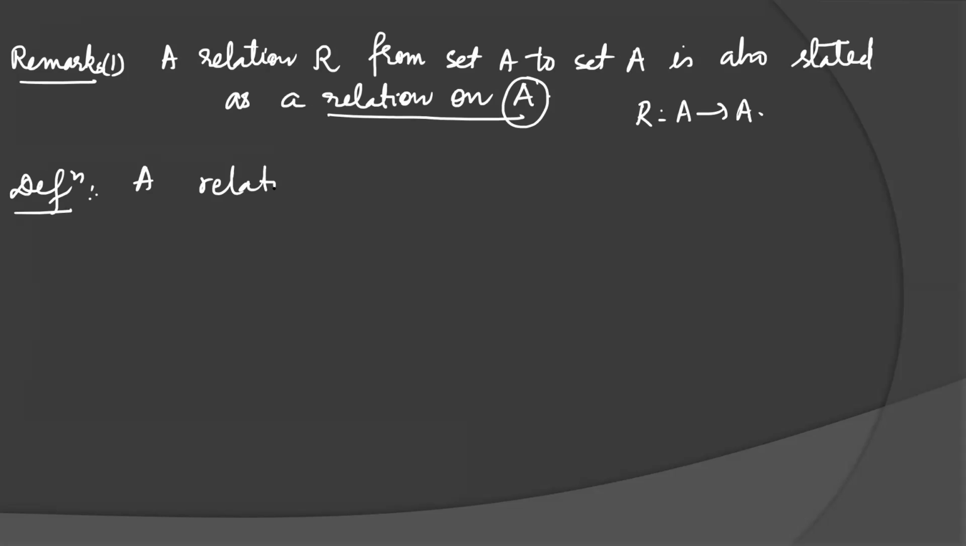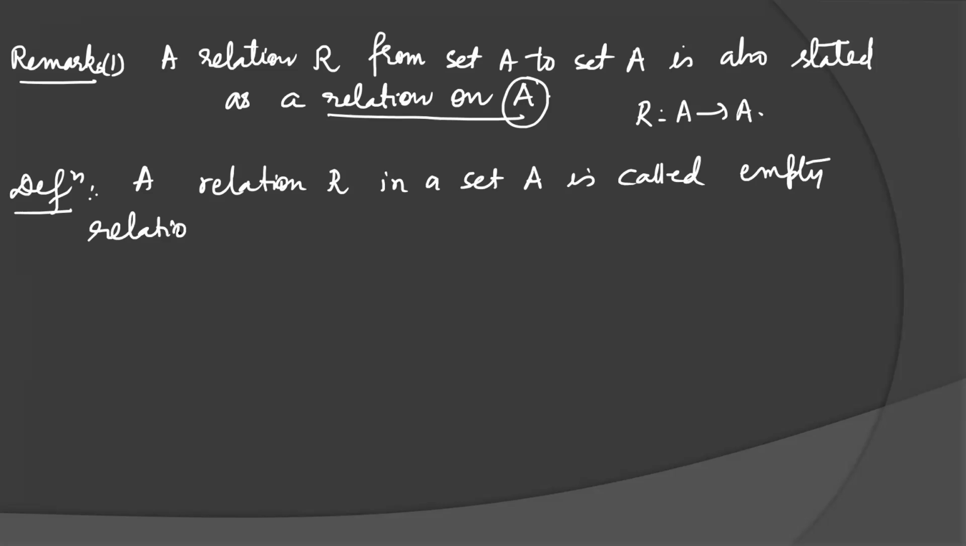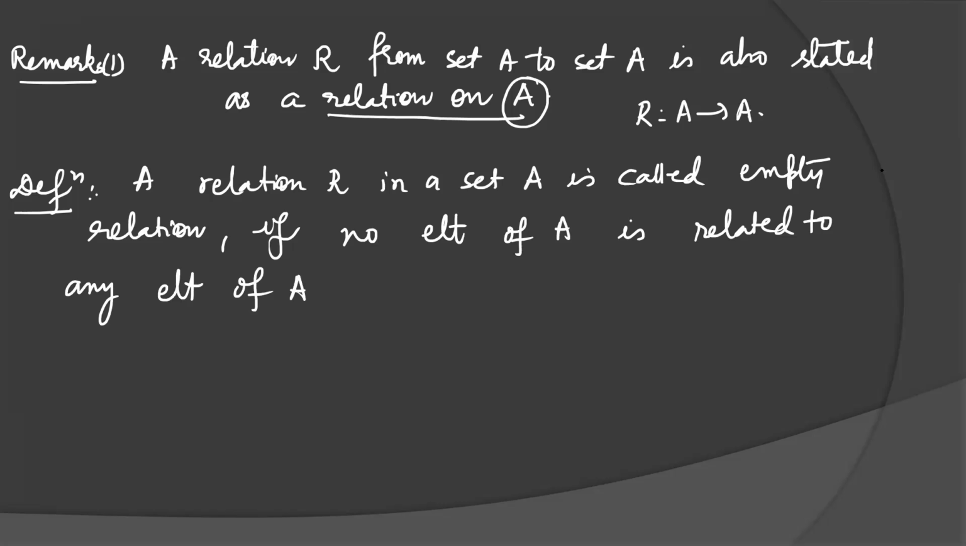A relation R in a set A, it means I am taking A to A here, meaning the domain and codomain are both set A. It's called an empty relation if no element of A is related to any element of A, because we are taking A to A, such that R is the null set, which is always a subset of A cross A. So this is called the null set.